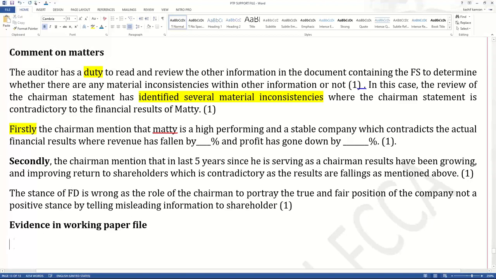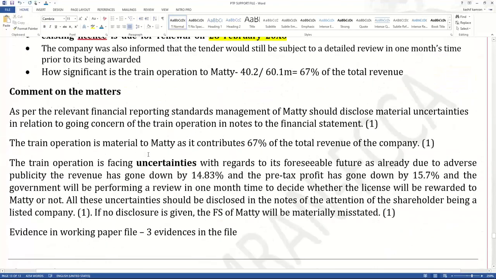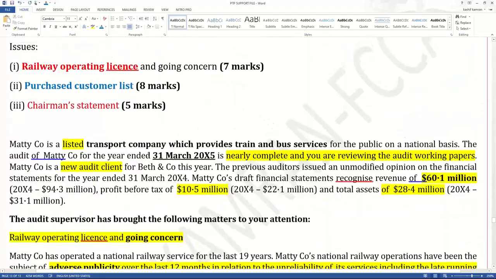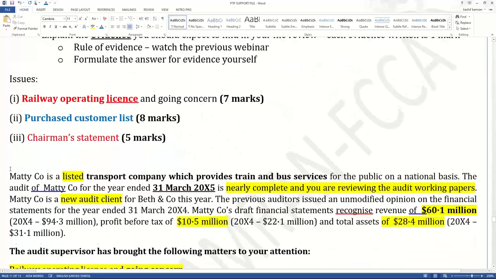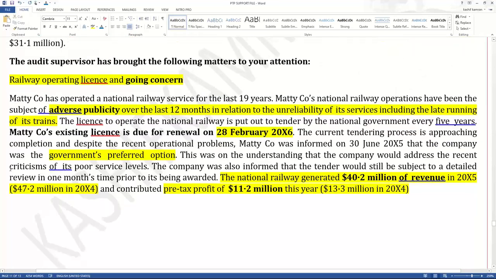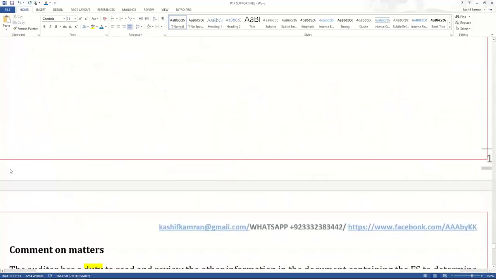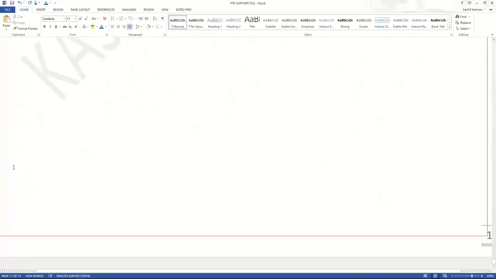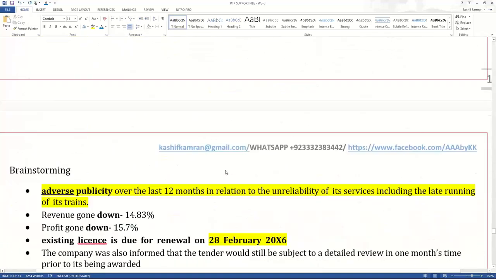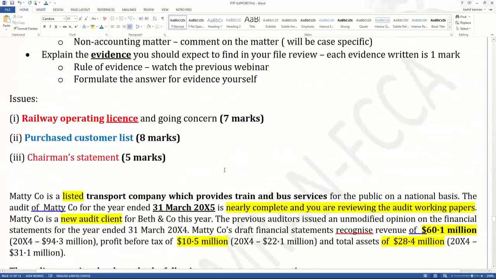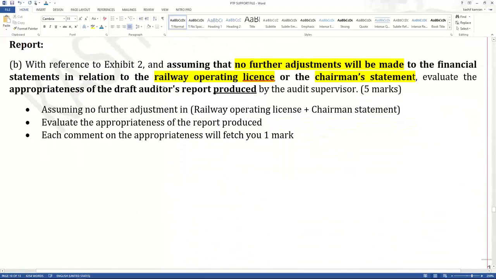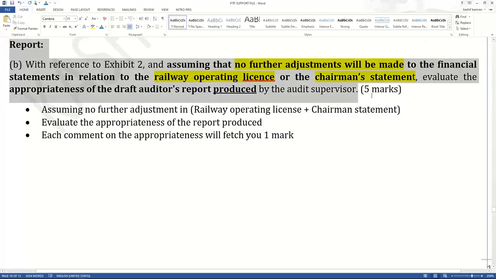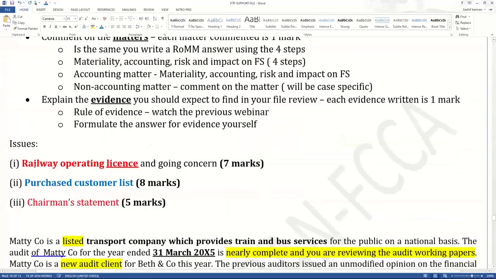Right? Now, look at the second part of the question. The second part of the question is very, very interesting, because in the second part of the question, the examiner was asking us... I think the second part of the question has gone down because I've copied the requirements here. Just give me 1 minute to fetch out the second part of the question. Okay, the second part of the question was this. Let me copy this down.